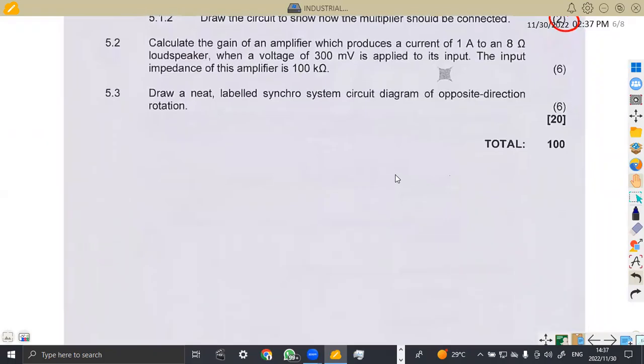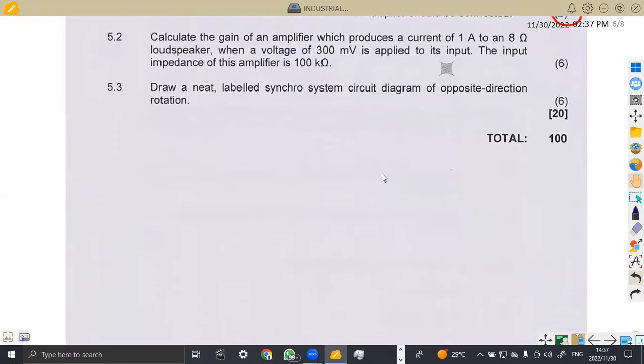Okay, 5.2, we are now asked to calculate the gain of an amplifier which produces a current of 1 amp. I want us to understand this question, how it is given. It produces a current, that is the output. So we are given the output in terms of current, which is 1 amp, and an 8 ohm loudspeaker. Whenever referring to a loudspeaker, that's the output. A loudspeaker, remember, it's at the end.